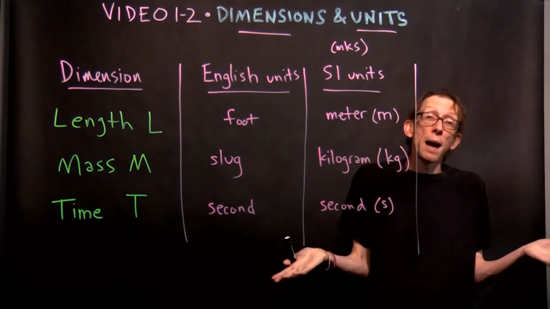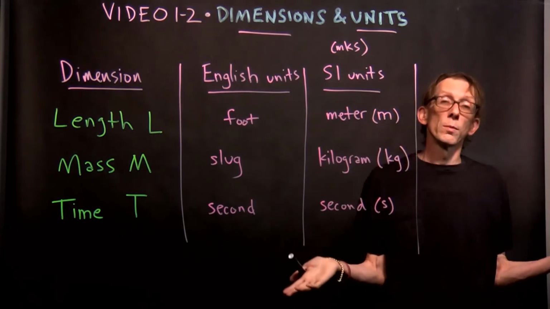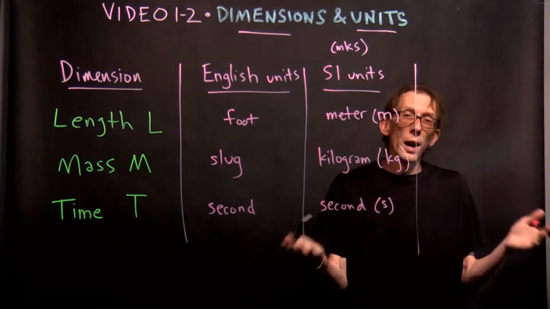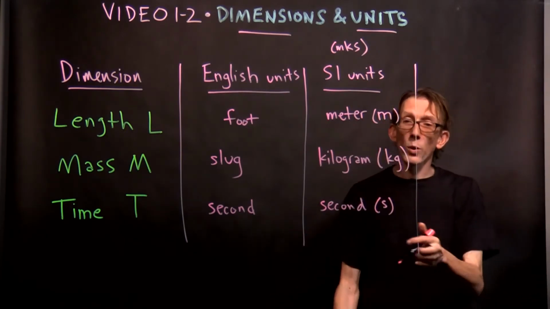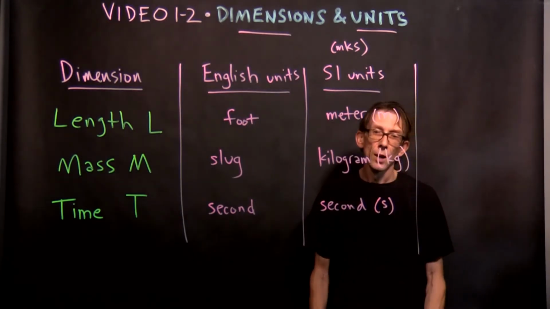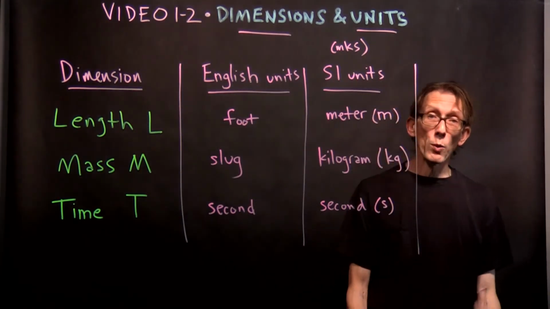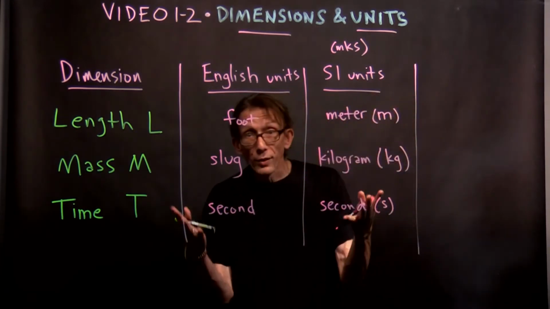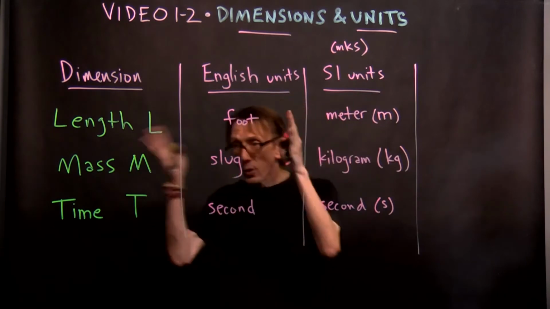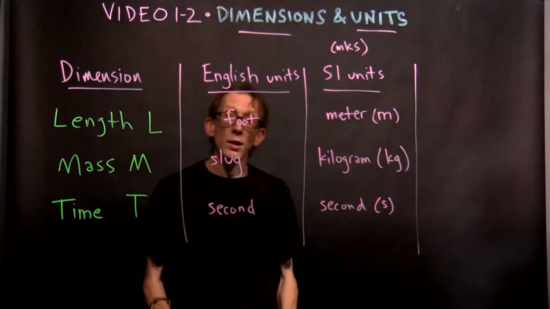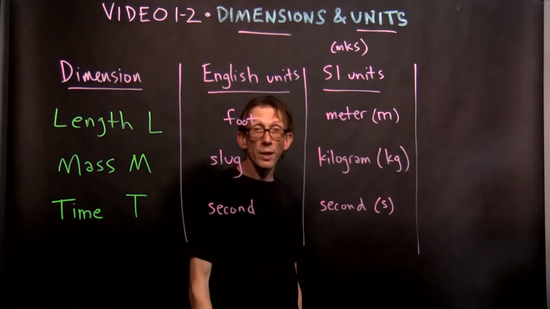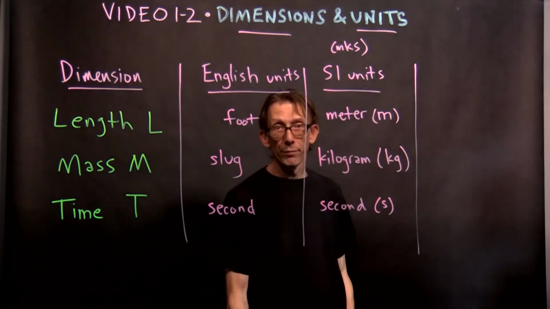We could use the atomic mass unit. We could use the solar mass unit. We could use the metric ton. We could use whatever we want to, but in this class we're going to use the kilogram and not the slug. We could also use any unit of time we wanted to. And all units of time describe the dimension of time. All units of mass describe the dimension of mass. All units of length measure the dimension of length.